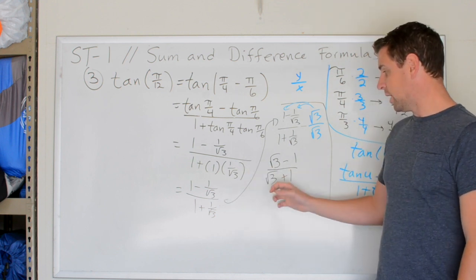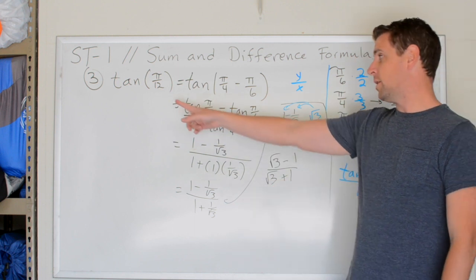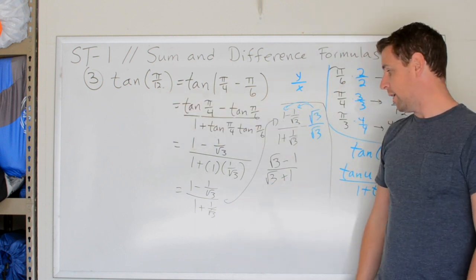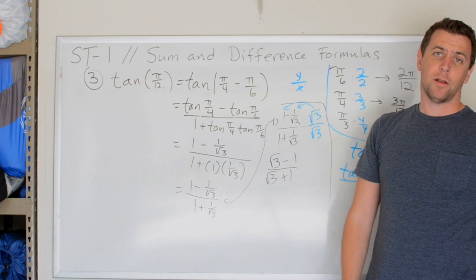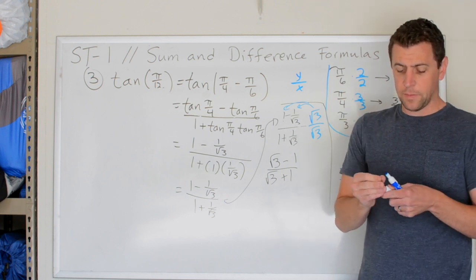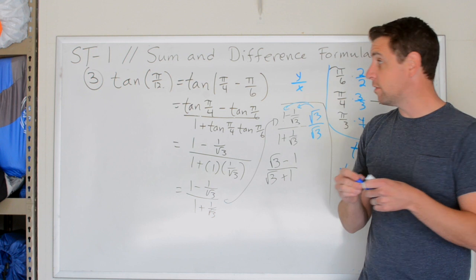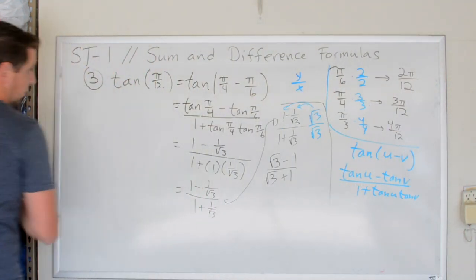So hopefully you guys are able to get to this answer, and we're able to evaluate tangent of pi over 12 as radical 3 minus 1 divided by radical 3 plus 1. At this spot, we're going to move on to our fourth example. So I'm going to erase this all here.